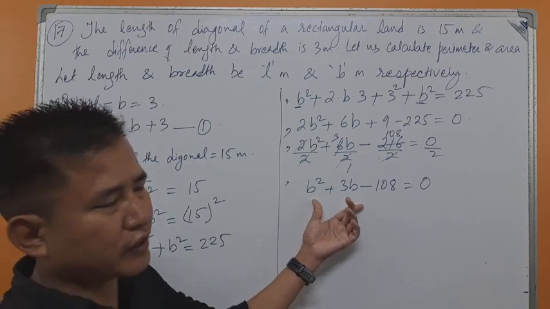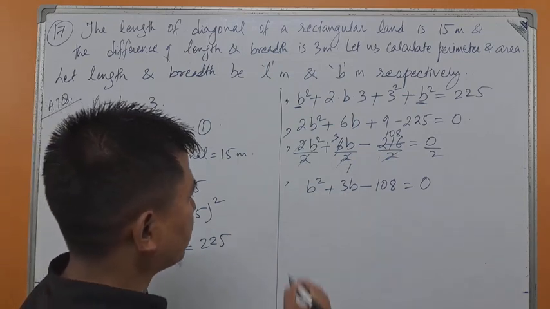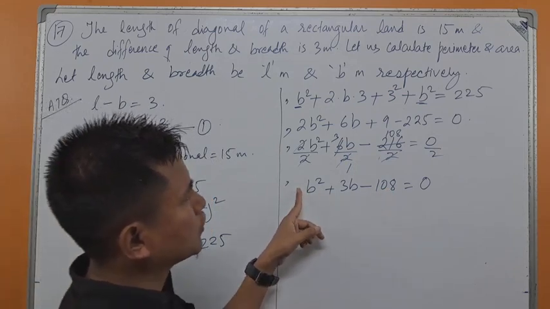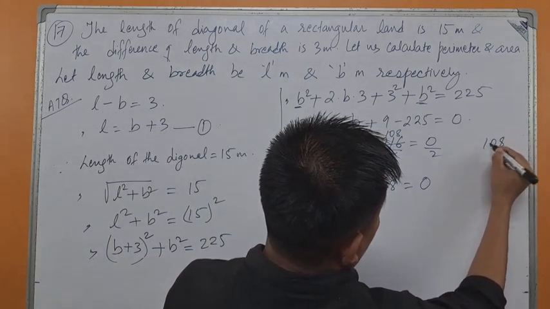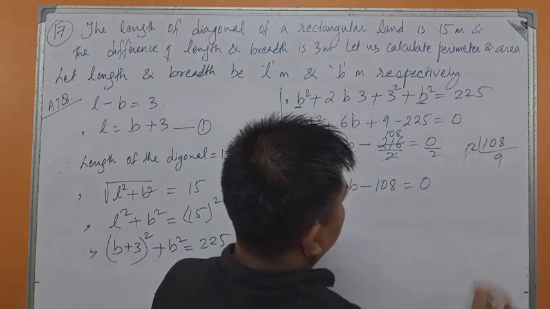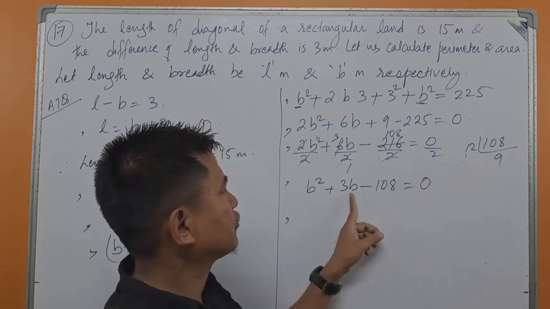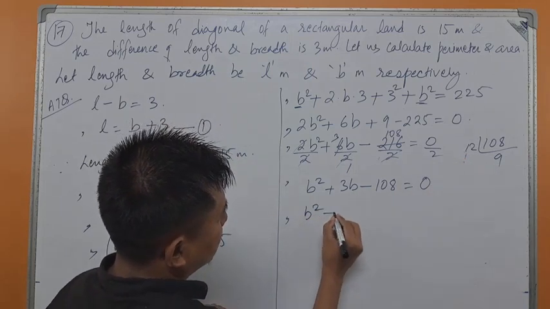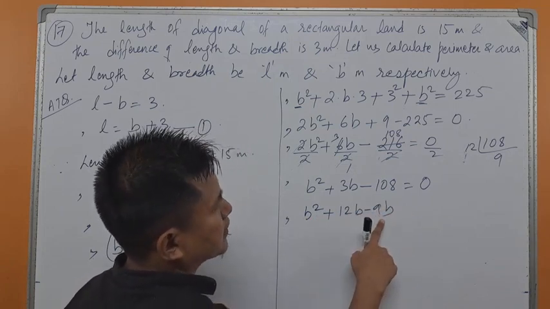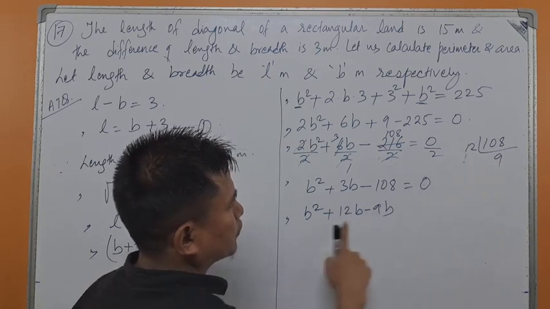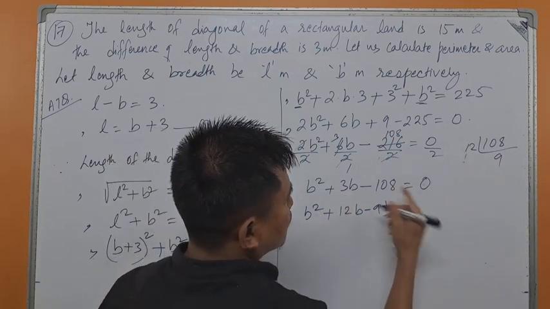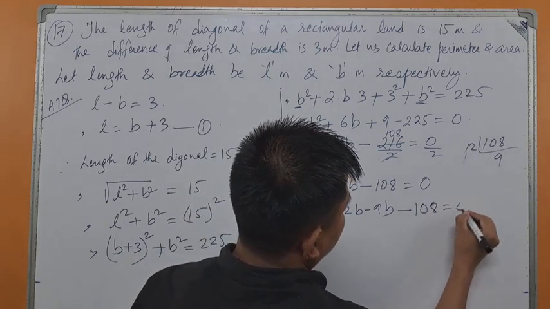Now this is a quadratic equation, so let's solve it by applying middle term factorization. 108 into 1 is 108, so 12 nines are 108. So 12 minus 9 will give us 3. So B square plus 12B minus 9B, since 12B minus 9B is plus 3B, with the sign of the greater number. Minus 108 equals 0.